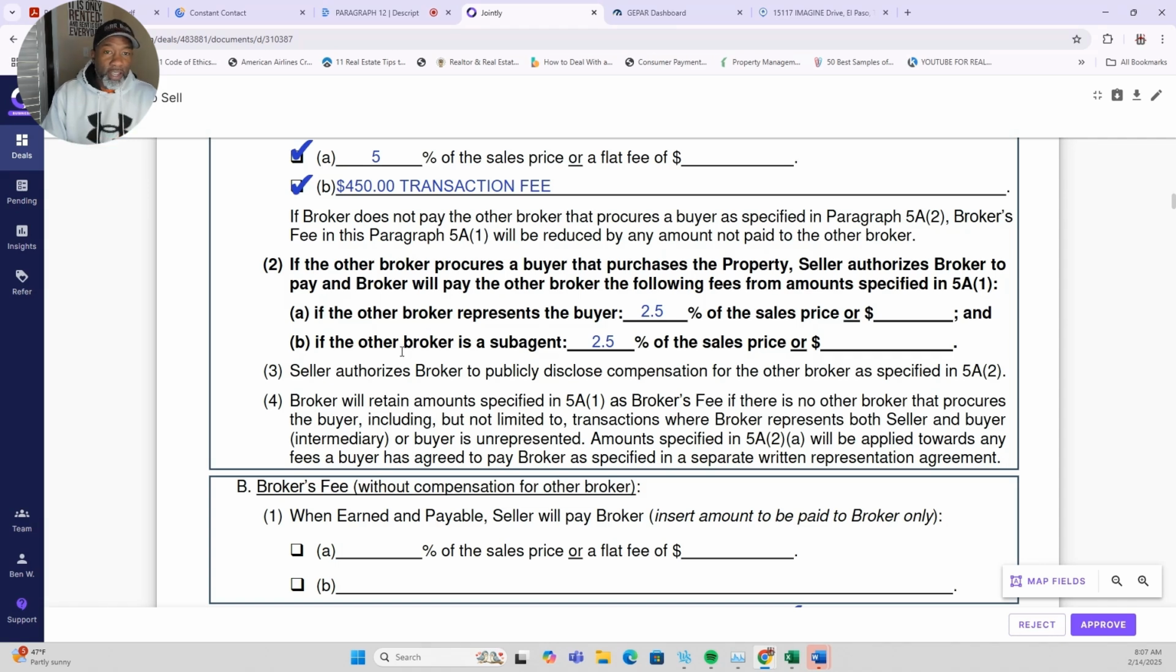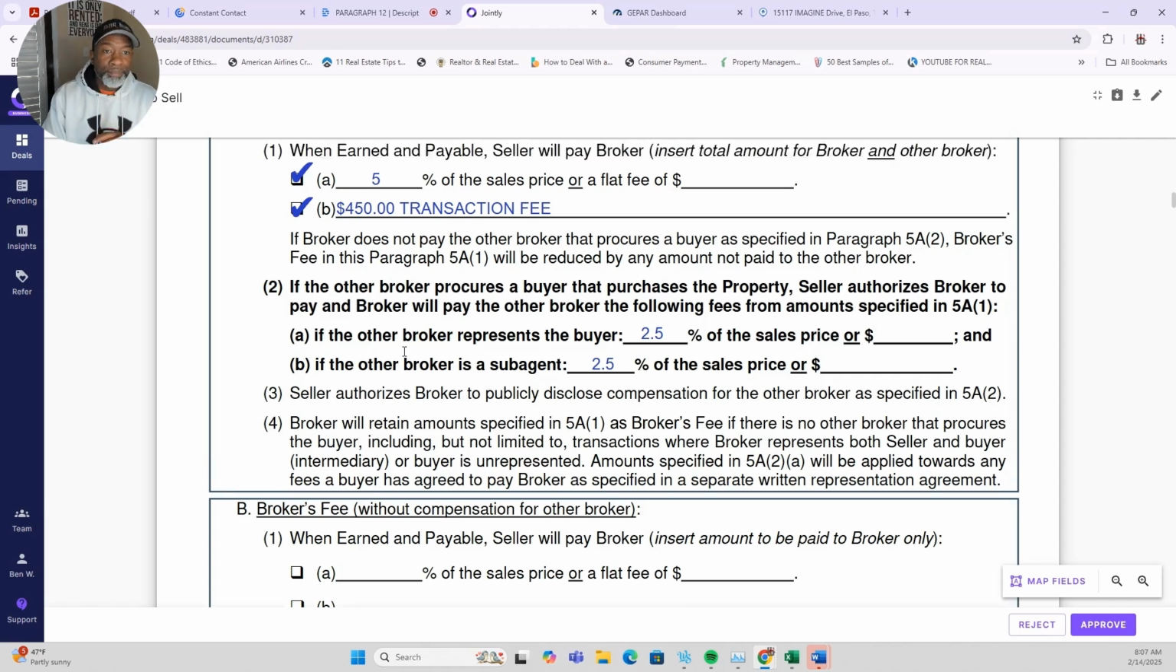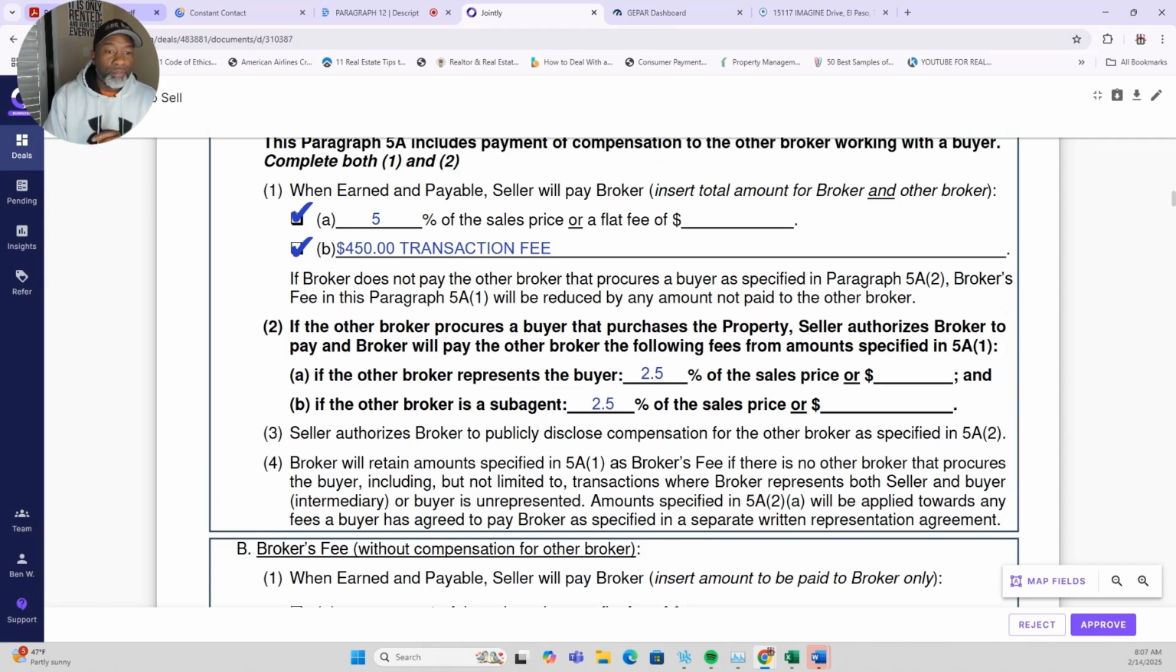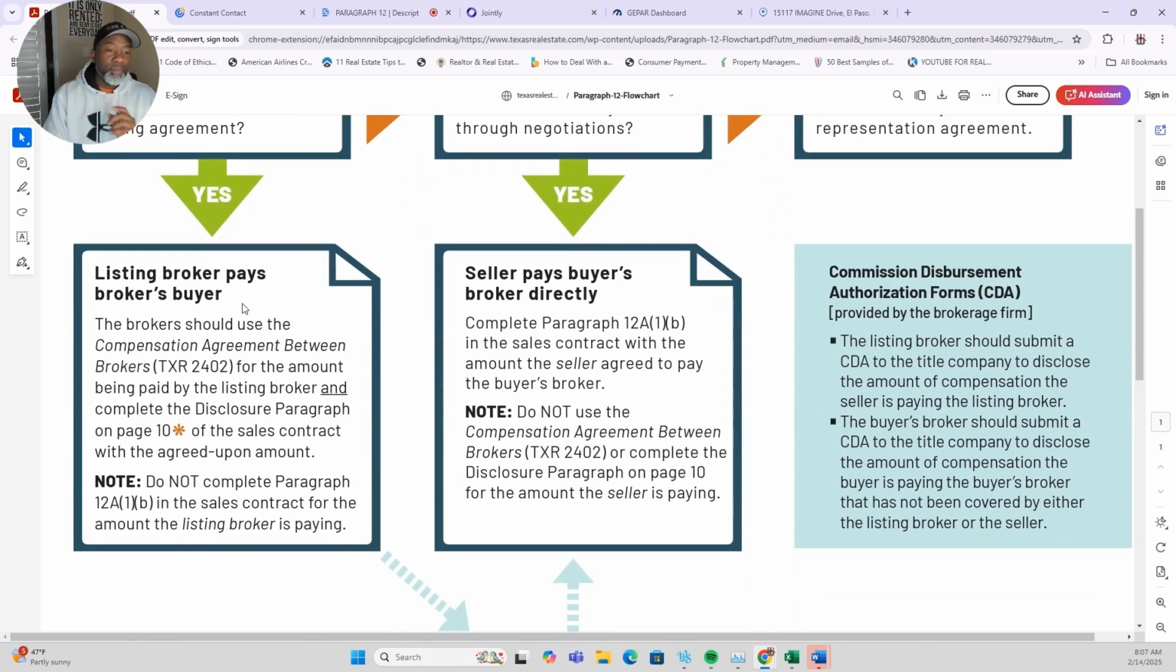Let's get off that one for a second. So in that case, we're going to go back to the flow chart. And it says, okay, listing broker pays the buyer's broker. If that is the case, the listing broker is paying the buyer broker, two things have to happen. We have to have that compensation agreement between brokers, 2402, and the amount being paid by the listing broker will be completed in page 10 of the sales contract, right?